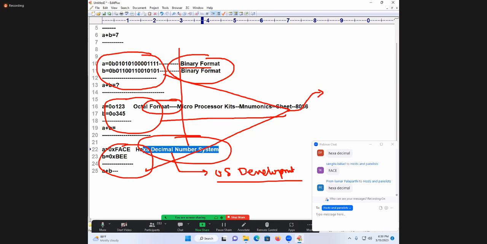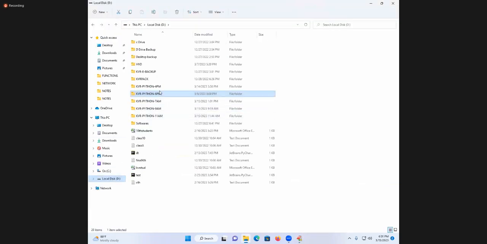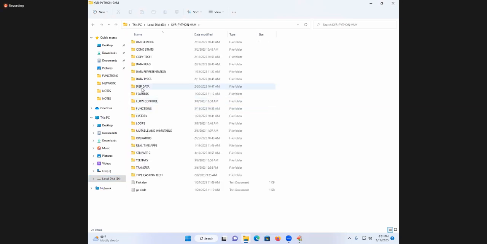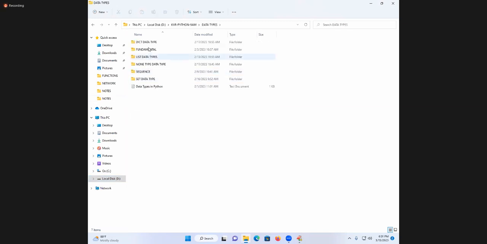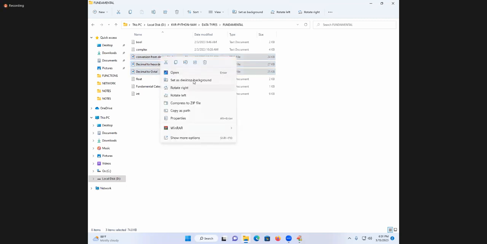I will explain this concept in detail for you. Very shortly, I'm going to discuss data types. I'm going to start, my dear students. In data types, there are fundamental data types, and there are conversions. You see, there are headings. Mathematical conversion, I will explain.